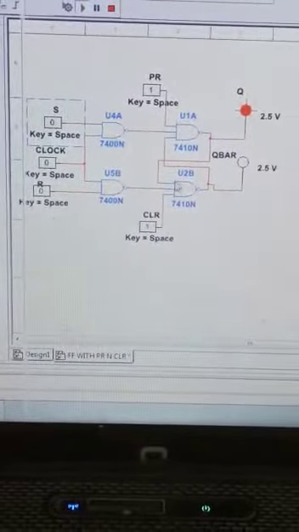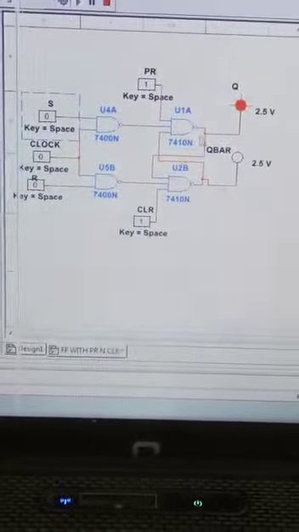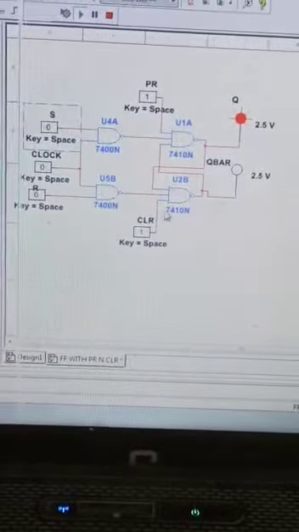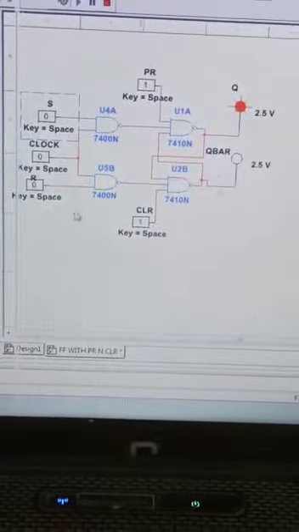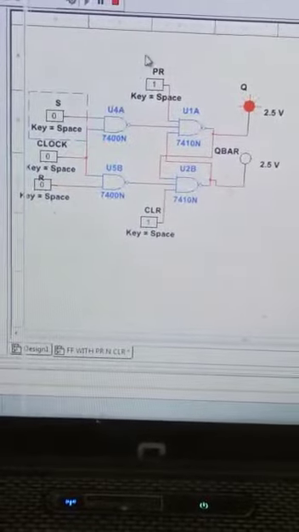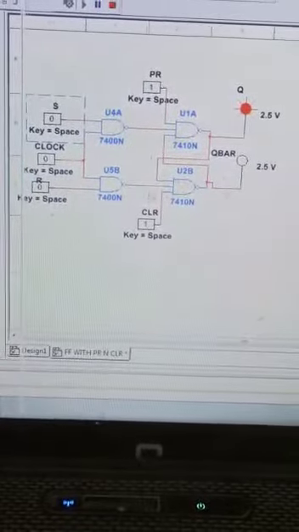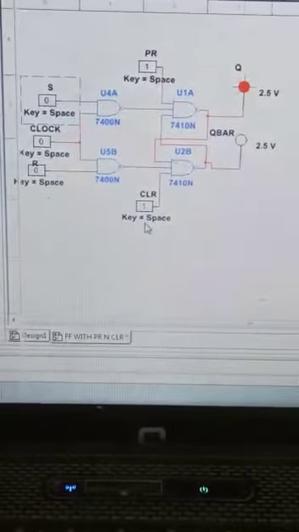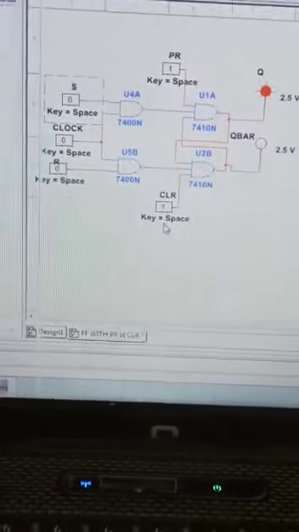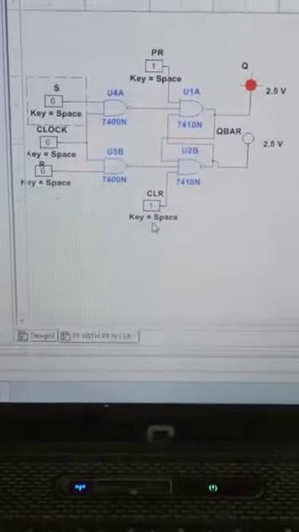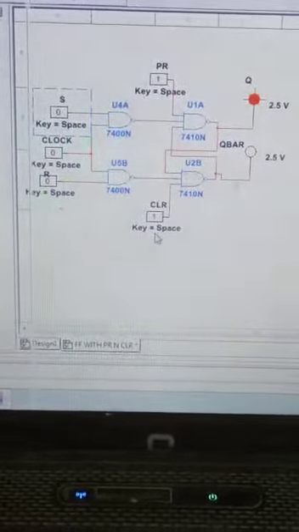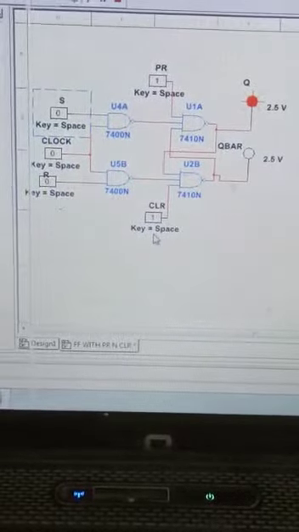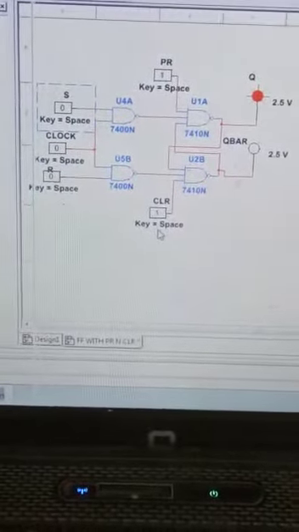This is a logic circuit diagram of an SR flip-flop along with preset and clear input. So this is a preset input, this is a clear input. All the flip-flops have preset and clear input. The function of preset input is to set the flip-flop, whereas the function of clear input is to clear the flip-flop.